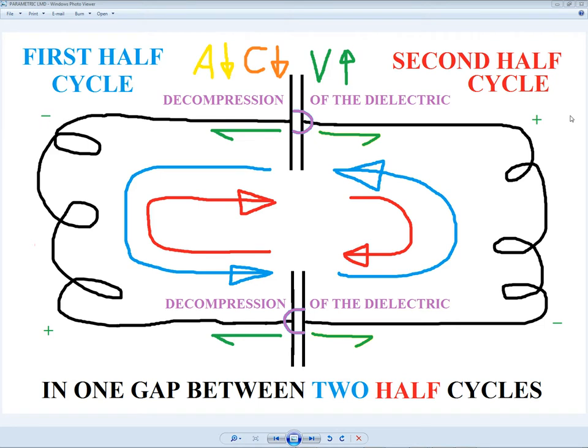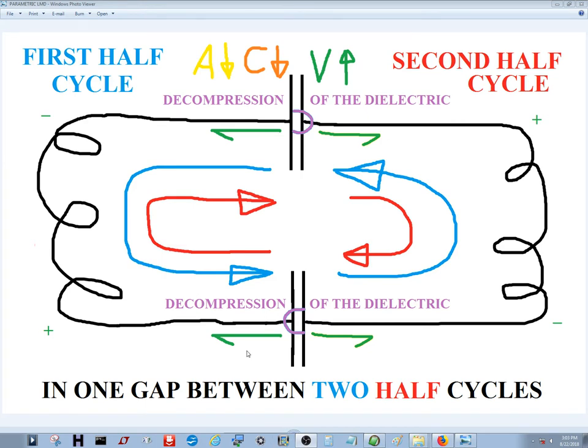So actually, it was wrong of me to put these symbols here, now that I think of it. It's misleading because I'm actually describing the second half cycle by putting these symbols here, so I should color these red. Okay, let's do that.